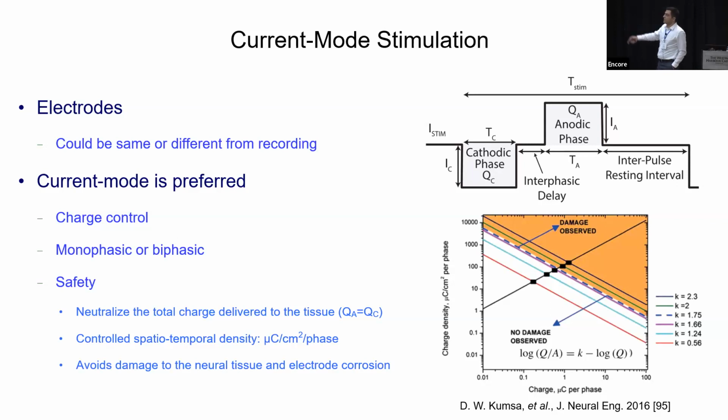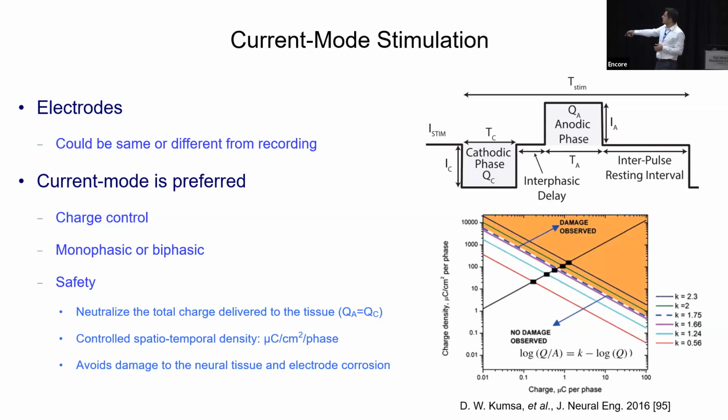Speaking of safety, another thing that is very important for safety of tissue and safety of stimulation is the density of stimulation. And when I talk about density, I'm talking about spatial density and temporal density. So generally, we want to make sure that we don't violate a certain threshold for coulombs per phase and coulombs per millimeter or centimeter squared.